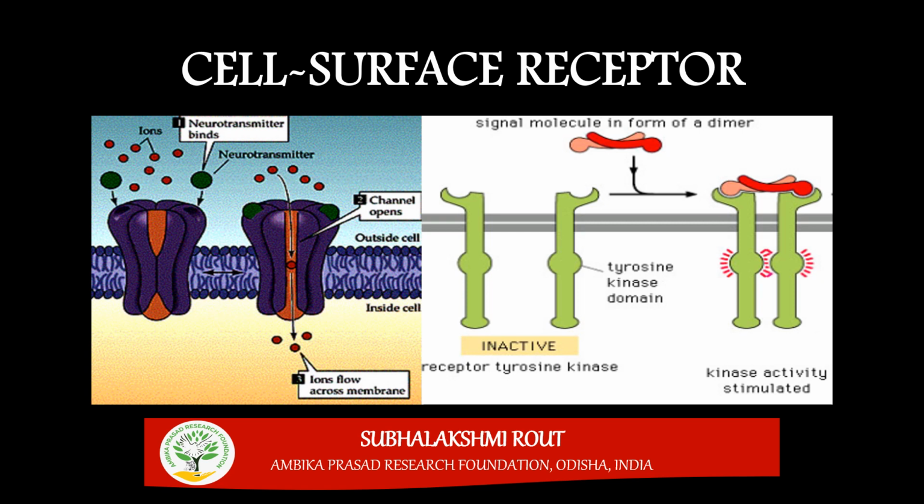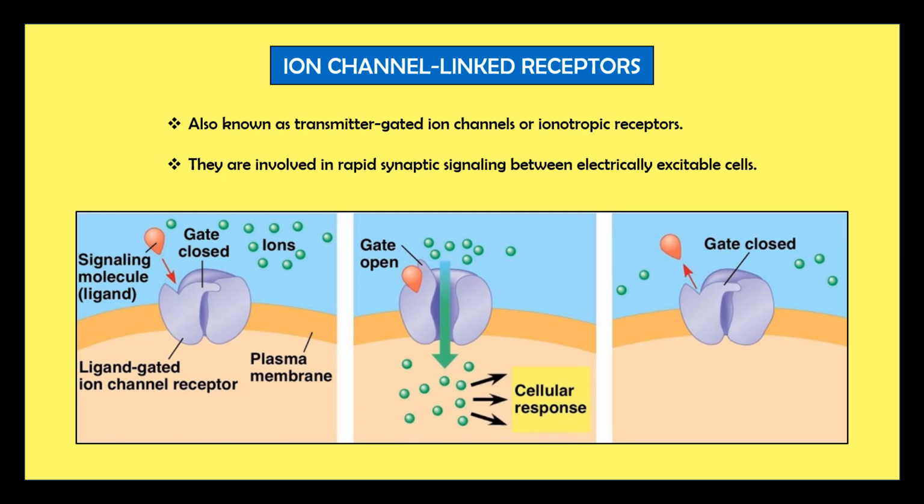Today we are going to study the other two cell surface receptors, that is ion channel linked receptor and enzyme linked receptor. Because in the previous presentation we studied about GPCR, that is G protein coupled receptor, and now we will go through the other two. So let's start. First one is ion channel linked receptor.